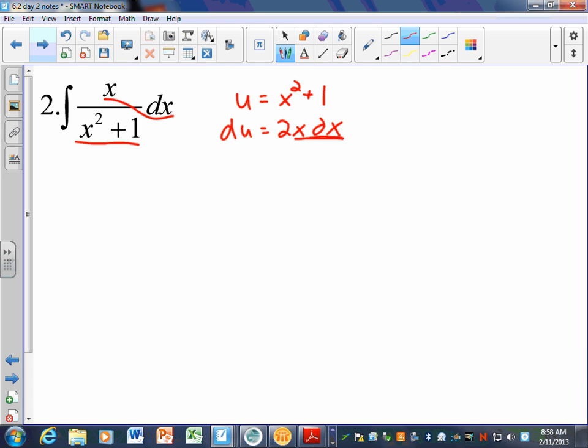What do I need to do to this? Divide by 2, so that it's just x dx that I'm replacing with 1/2 du. And make sure you plug it in the right spot. Don't just write u there. U's on the bottom. So we're going to get, like, 1 over u. And then all of this is equal to 1 half du, and again, I'm always going to put that 1 half out front. That's fine. It's the same thing.